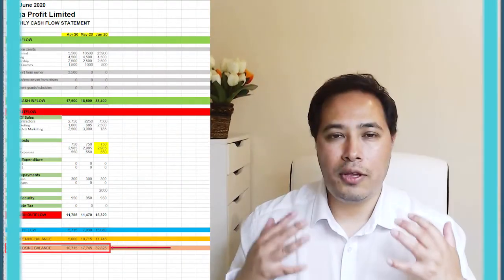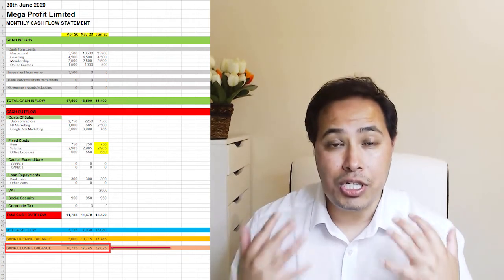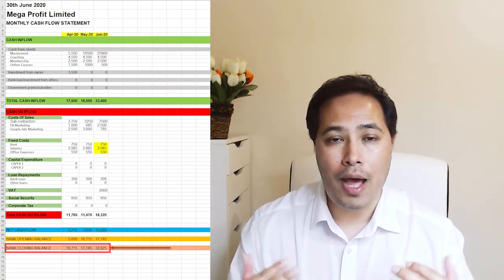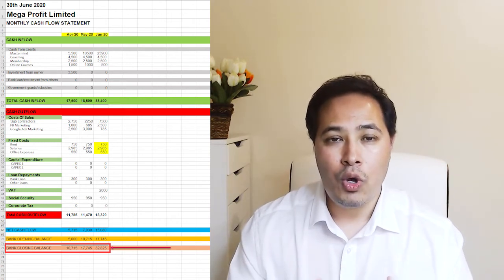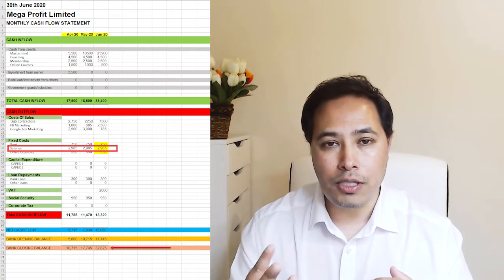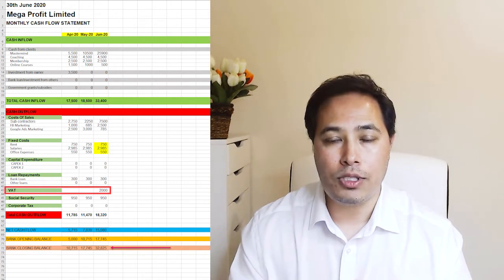See the trend of closing bank balance for the last 3 months. Is it increasing or decreasing, or is it volatile? In the case of Mega Profit Limited, the closing bank balance has been consistently increasing for the last few months, and the balance of $30,825 covers overhead expenses of rent, salaries, and office expenses of $4,285, and also tax payments of $2,000.